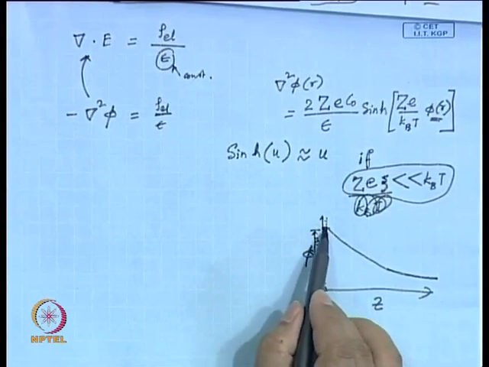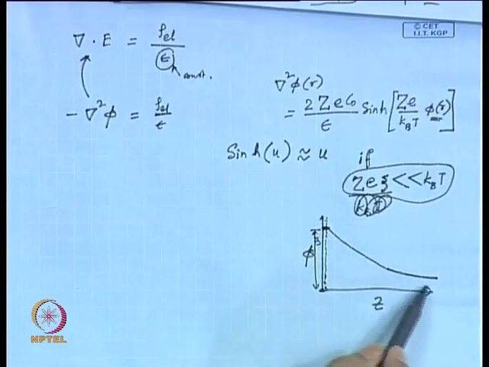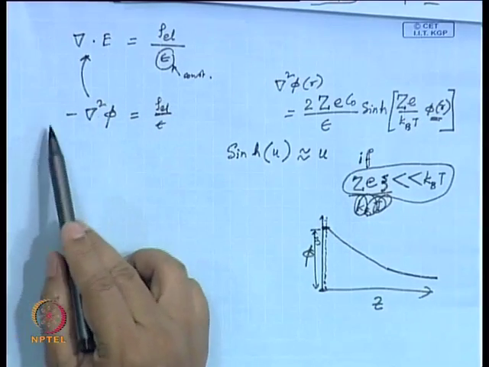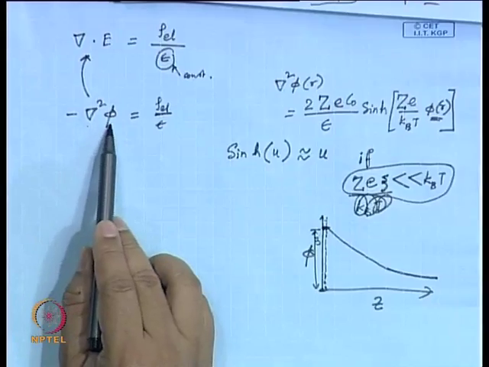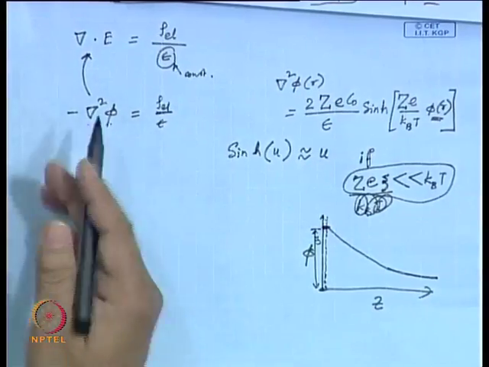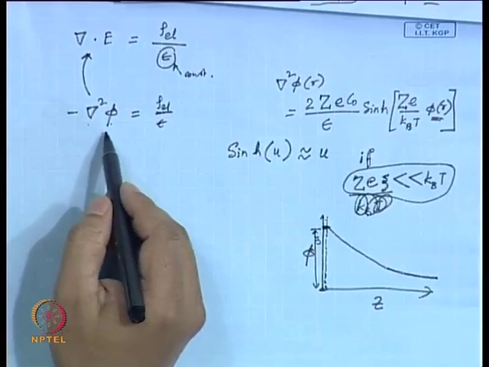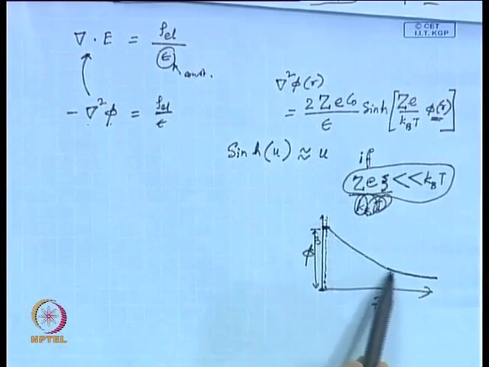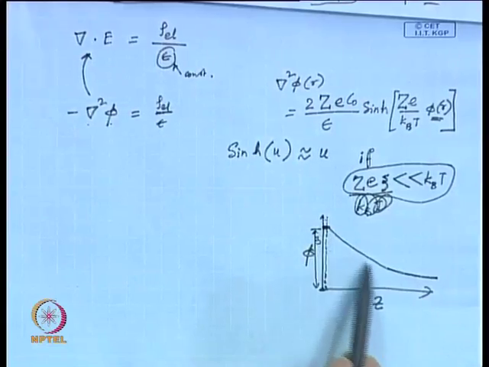So I do not know what functional form it has, but one thing I know is that if you solve this equation, you can get, because this del square phi is, in other words, del square phi del z square. For a 1D system, it is del square phi del z square. So if you integrate this 2 times, you will get phi as a function of z.